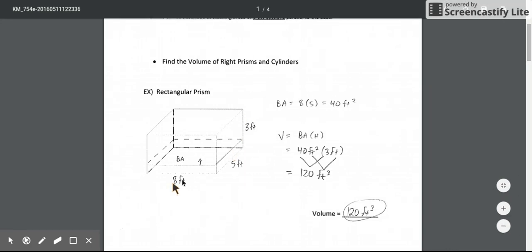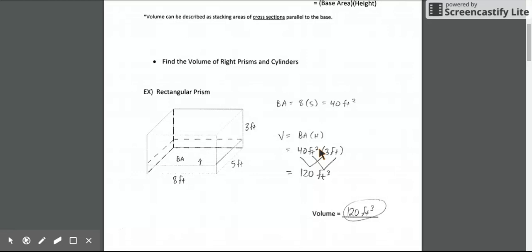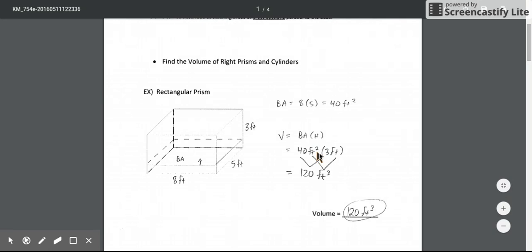So the base area is 8 times 5, 40 square feet, and we multiply that by our height, 3 feet, and we get the volume or the space inside. So 40 times 3 is 120. We did feet times feet to get the area two-dimensionally. If we multiply that by one more dimension of feet, feet squared times feet is feet cubed. So there's why we get our cubic units.